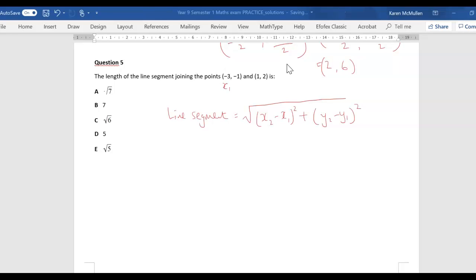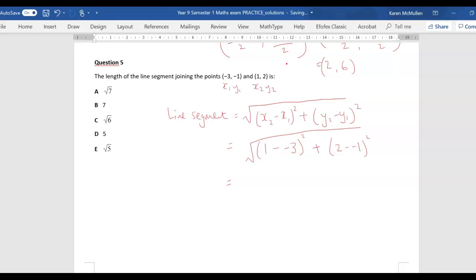So with your points, we call it x1, y1, x2, y2. So a value of x2 is 1. So 1 minus x1, which is -3. So it's going to be 1 minus -3. Just be careful with those two negatives. And y2 is 2 and y1 is -1. So we're going to have 2 minus -1. A bit tricky with the negatives, but you're just substituting numbers in. So you should be fine with those negatives.